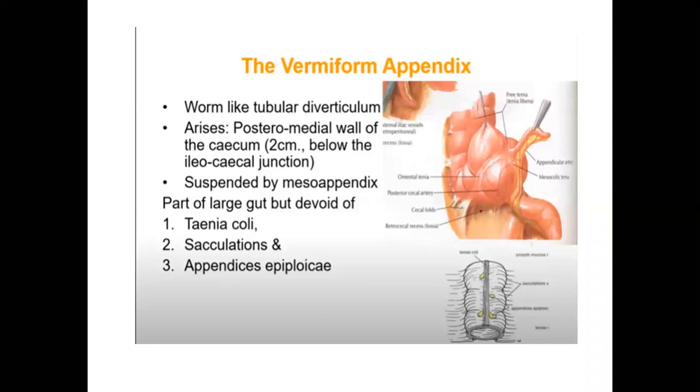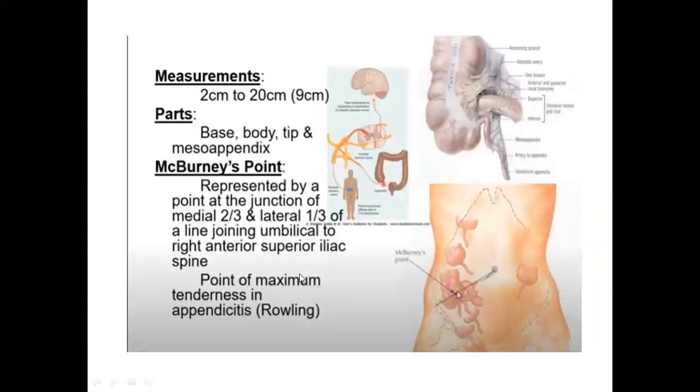It's part of the large gut, but it is devoid of taenia coli, the sacculations, and the appendices epiploicae. Now the length of the appendix can be very small, from 2 centimeters up to 20 centimeters. The appendix has parts: the base, the body, the tip, and the mesoappendix, that is the mesentery of the appendix.